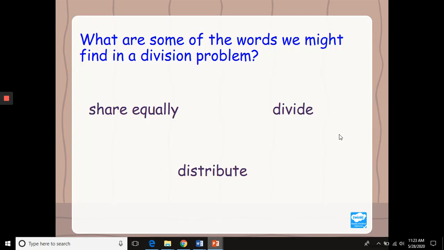Whenever you find a division word problem, the words used in the problem will be share equally or divide, could be divide equally or distribute. These are a few words which you might come across when you are solving a division word problem.